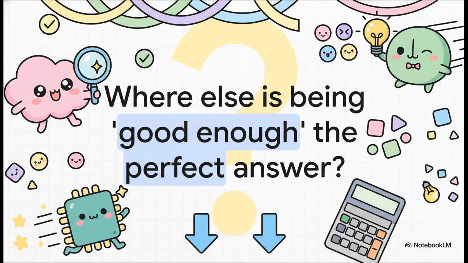And that kind of leaves us with a final thought, right? This whole principle of accepting a smart approximation to get massive gains in speed, that's not just a computer science trick. It's really a strategy for dealing with overwhelming complexity in general. So the question is, where else in our lives is being good enough the perfect answer? Where else does it pay to be clever and fast instead of perfect and slow?